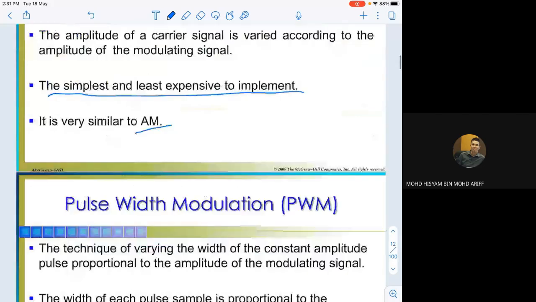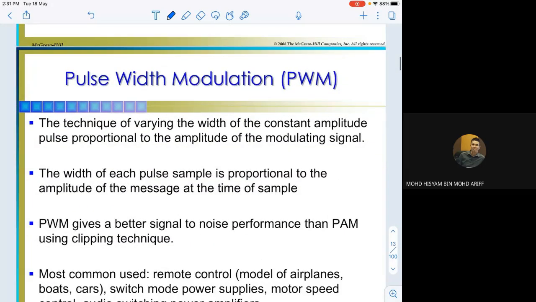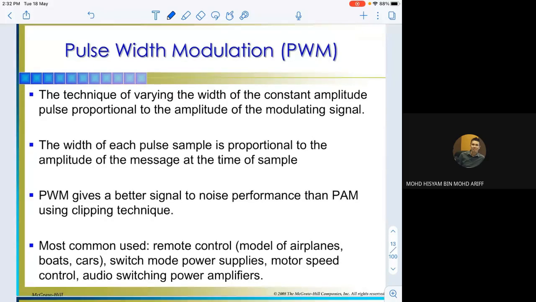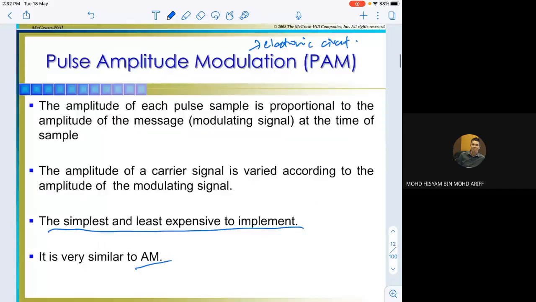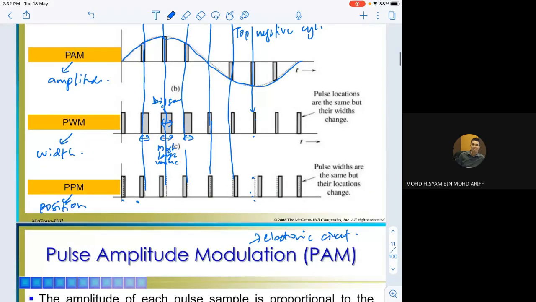Now we go to the PWM. This technique varies the width, but with a constant amplitude. You see here, constant amplitude.